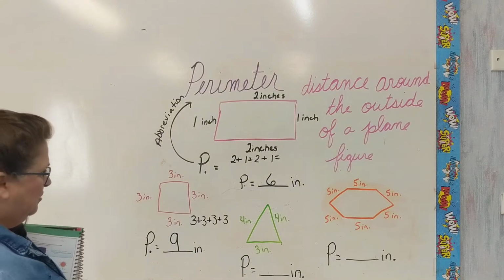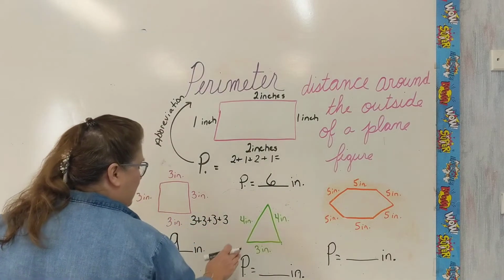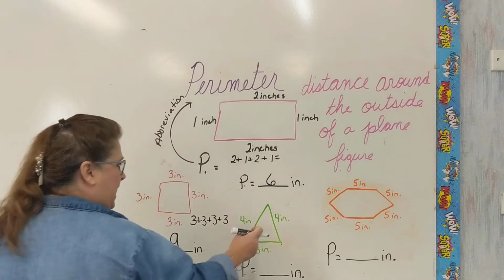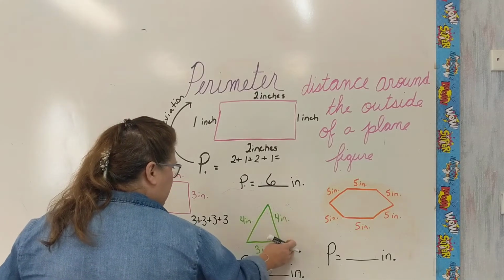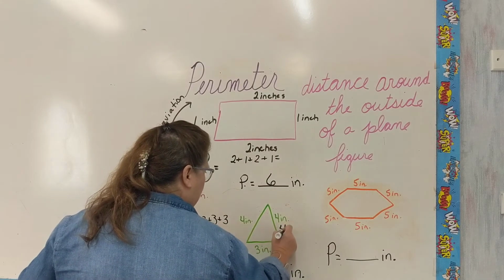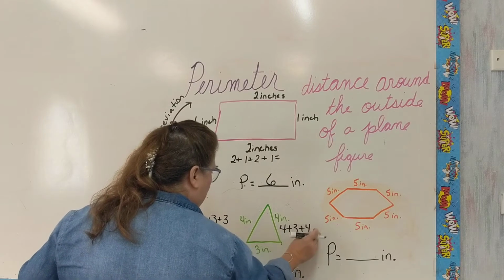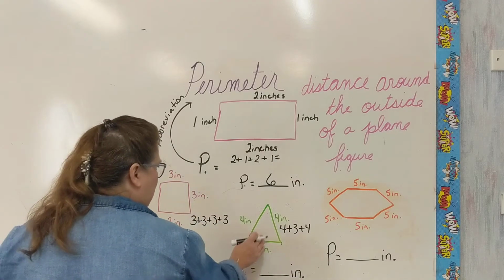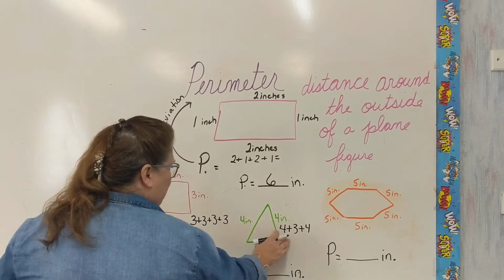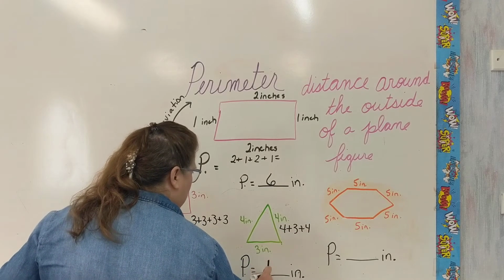Let's look at our triangle here. Here we have a triangle. It's a plane figure. So the perimeter is going to be the distance around it. So we're going to add 4 inches for this side, 3 inches for this side, and 4 inches for that side. So 4 plus 3 plus 4. That sum will be our perimeter or the distance around this triangle.